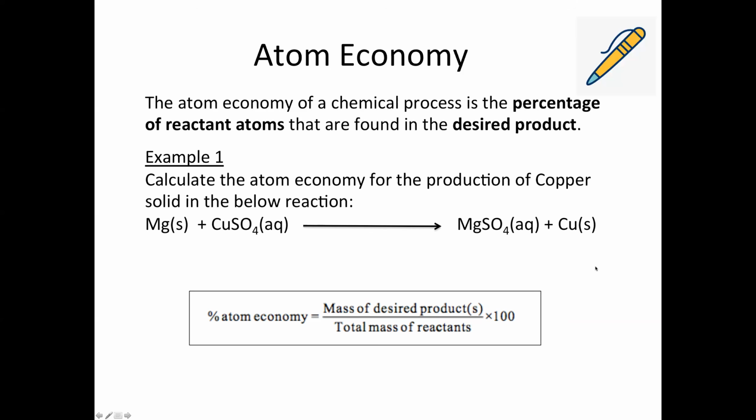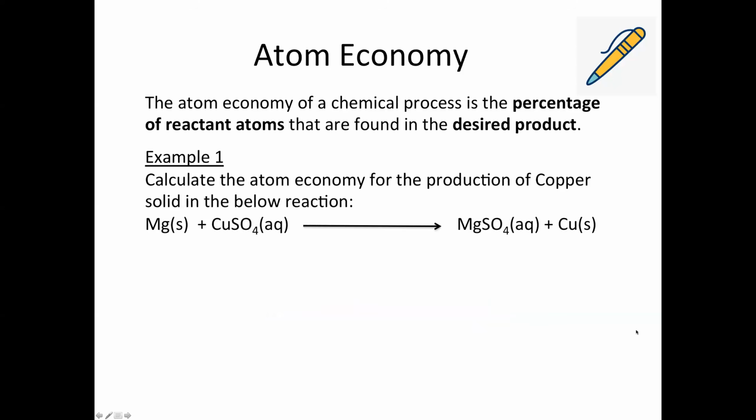In order to calculate the atom economy of a reaction, we use this equation down here, which you'll find on the contents page of the data booklet, or the equation page in the data booklet. So the percentage atom economy is equivalent to the mass of desired product, or products if your reaction is making more than one thing that you want, divided by the total mass of all the reactants times by 100.